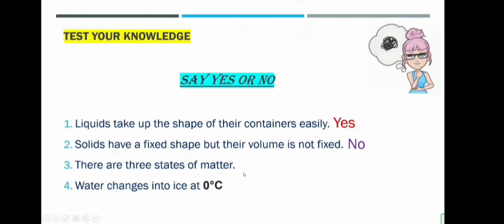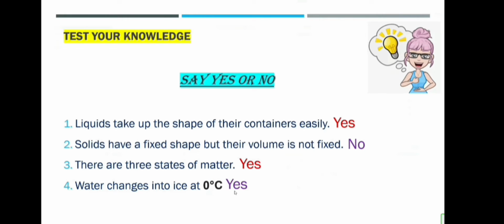Yes, and we know that these are solid, liquid and gas. Next, water changes into ice at 0 degrees centigrade. Yes, and water boils at 100 degrees centigrade.